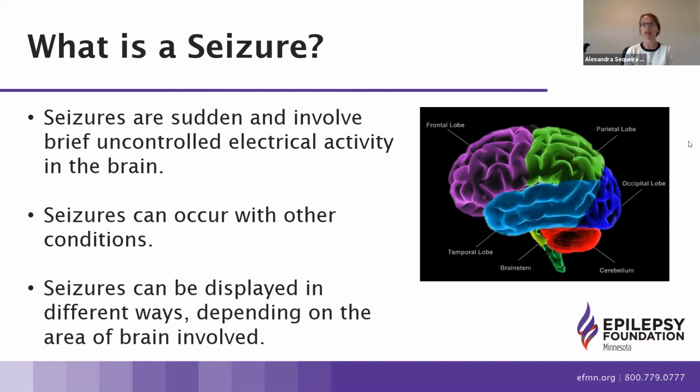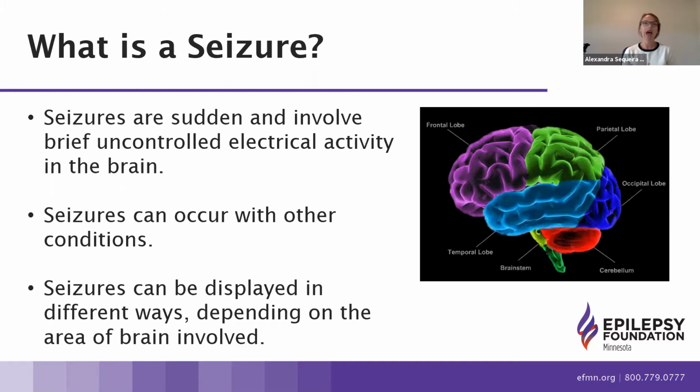So seizures are sudden and they involve brief, uncontrolled electrical activity in the brain. So we think of these as abnormally excess synchronous activity, meaning that brain areas are operating in an abnormally synchronous way and a hyper excitable way. So there's increased activity. So some neurological conditions are characterized by decreased activity, for example, an ischemic stroke, whereas seizures are increased electrical activity.